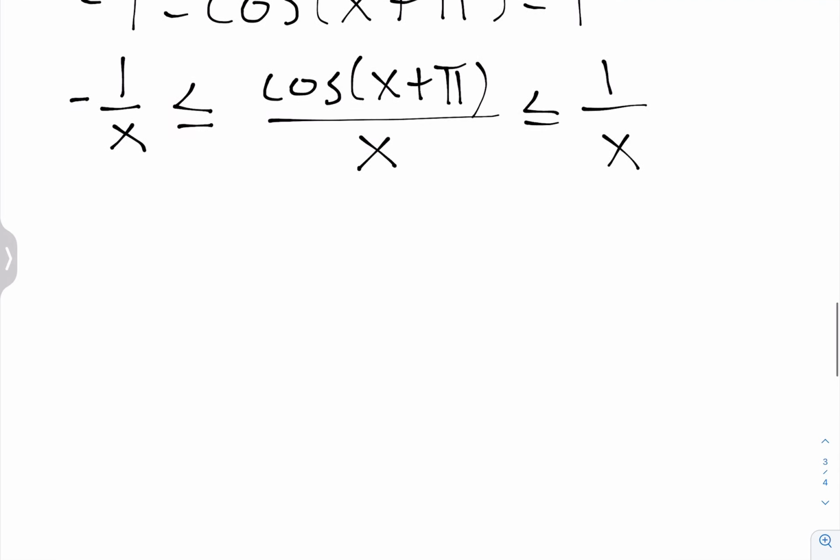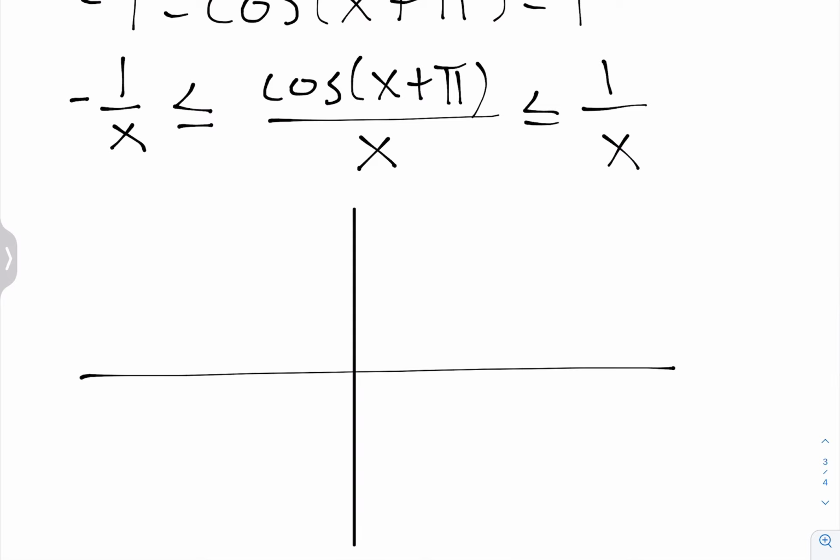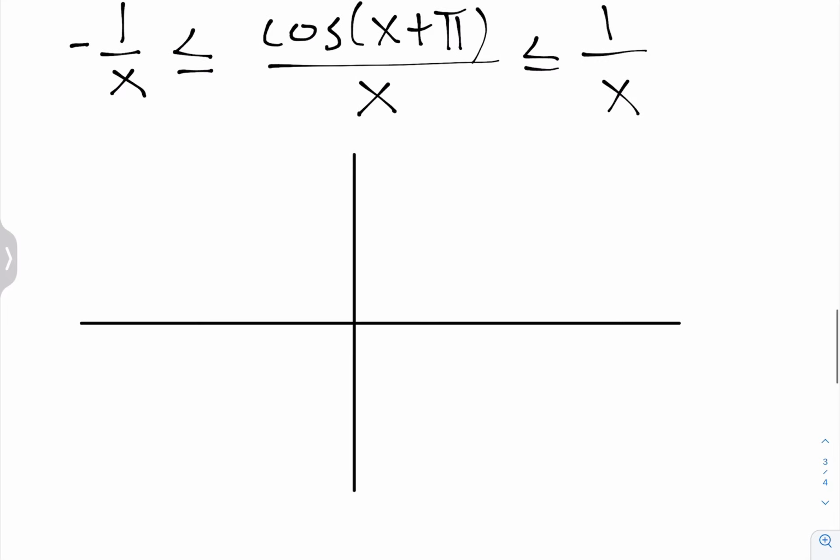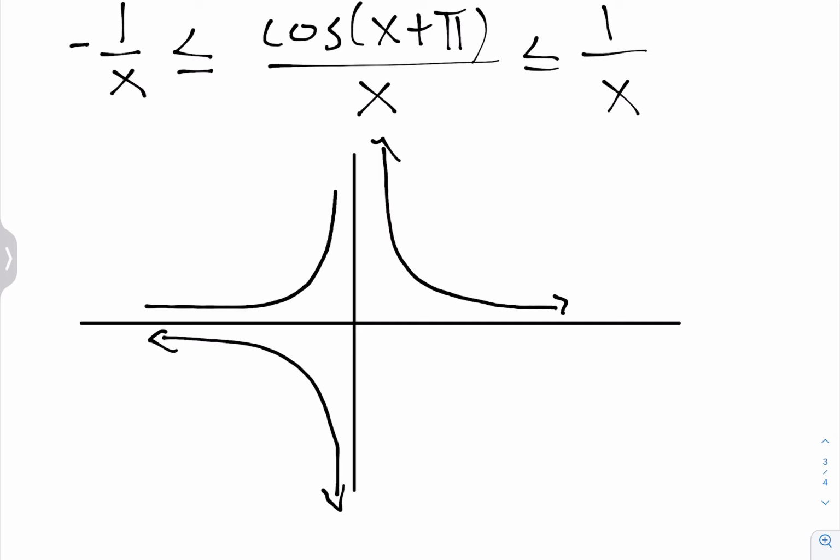Okay, so before we take the limits, let's just look at what's going on here. 1 over x looks something like this. I'll draw that a bit better here. So 1 over x is going to look something like that, and then it's going to kind of repeat in this third quadrant here. And then -1 over x is just going to be the opposite. It's just the negative version, so it's flipped over the x-axis.